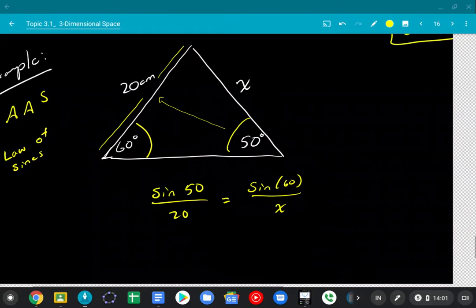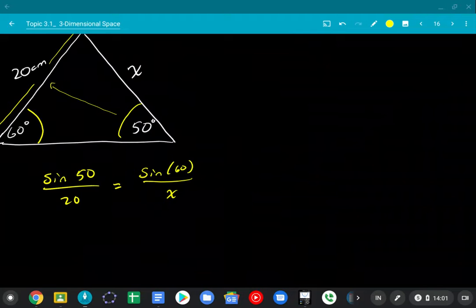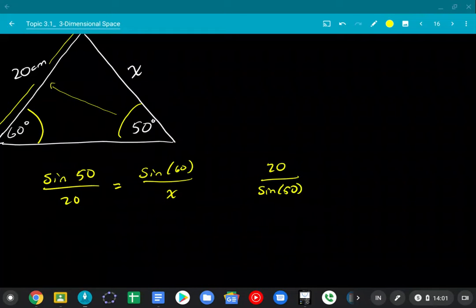Now notice I could have done this either way. I could have set it up like this: 20 over the sine of 50 is equal to x over the sine of 60. Which one's easier to solve for, right? I didn't take my own advice. I should have put the x on top first, but it doesn't really matter.